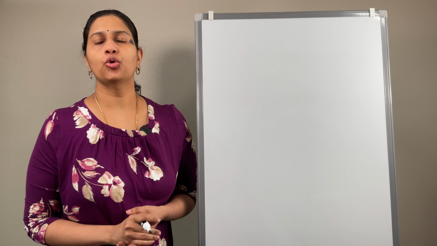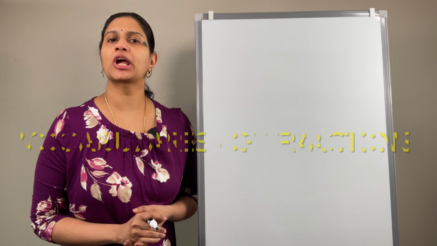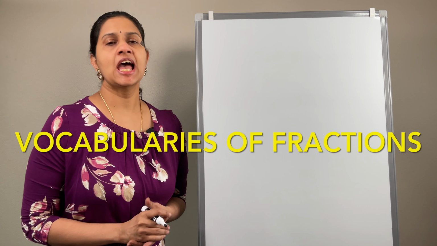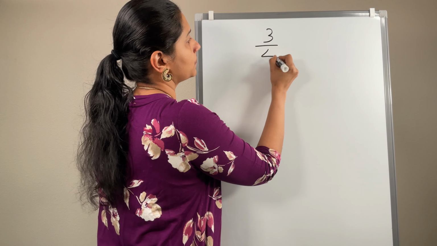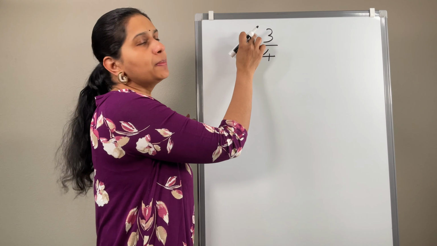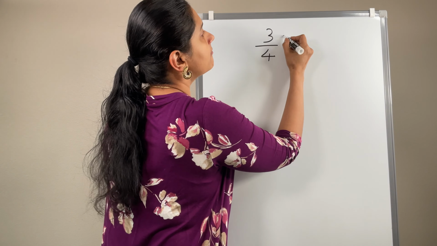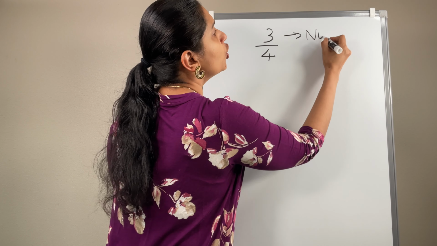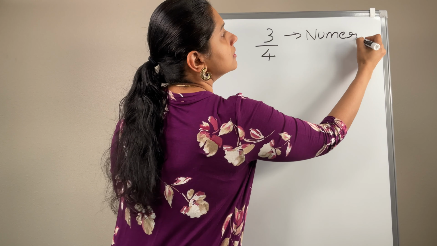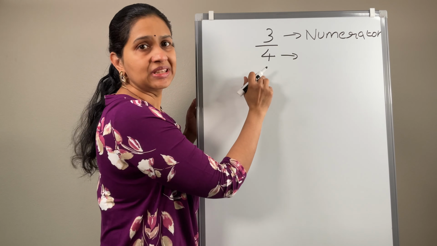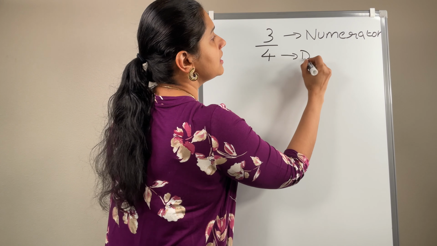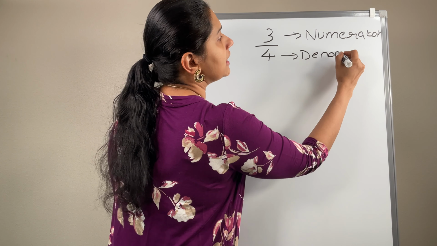In today's video, we will be discussing a few vocabularies of fractions. Consider this number 3 by 4. Here, the top number 3 is referred to as the numerator, and the number 4 at the bottom is referred to as the denominator.